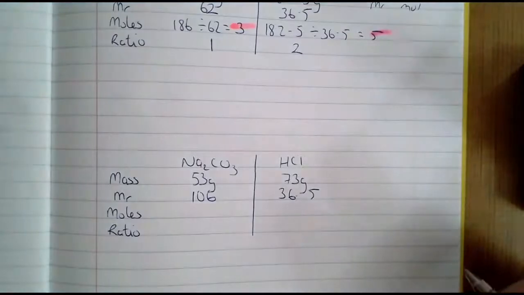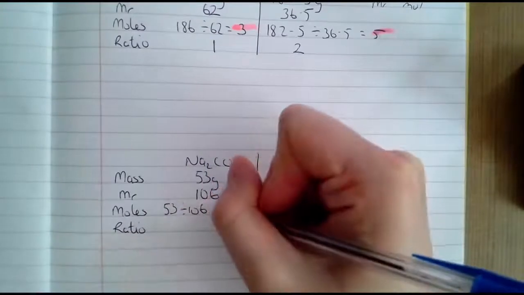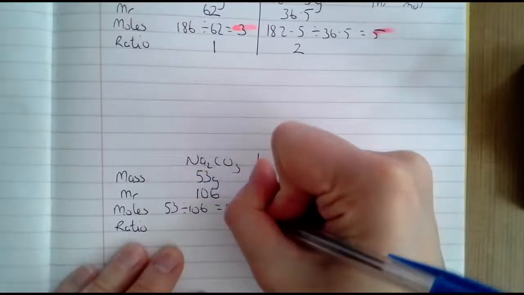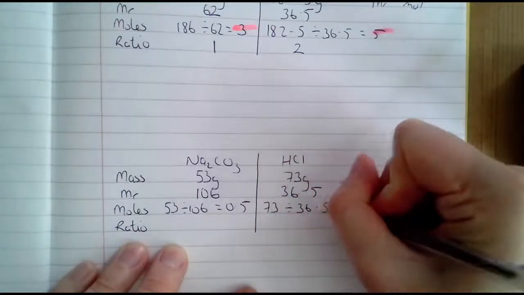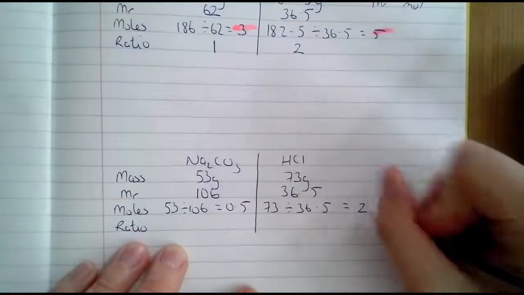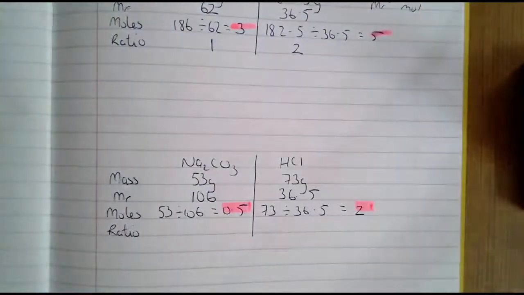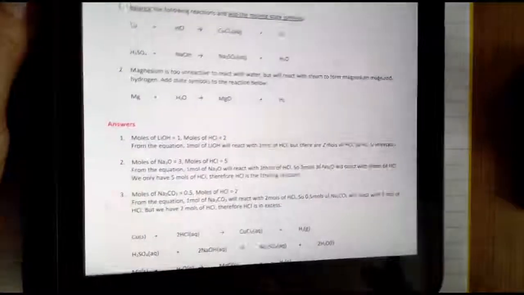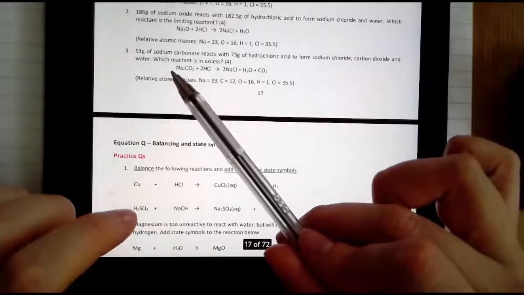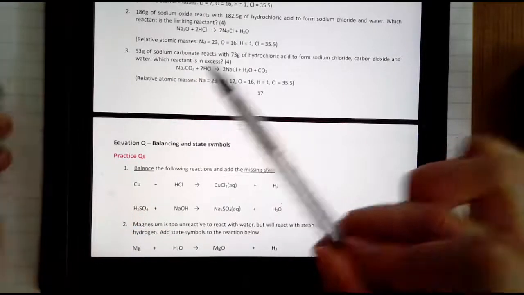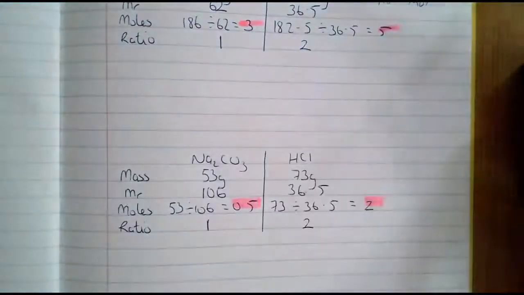To calculate my moles, here it's going to be 53 divided by 106. And that gives me an answer of 0.5 moles of sodium carbonate. And then I've got 73 divided by 36.5 equals 2 moles of HCl. And again, they are my first 2 marks. Then I need to fill in my ratio. So I go back and have a look at my equation. And I can see there's no number in front of Na2CO3, so I write down 1. And there's a big 2 in front of HCl, so I write down 2. 1:2. That is my ratio.